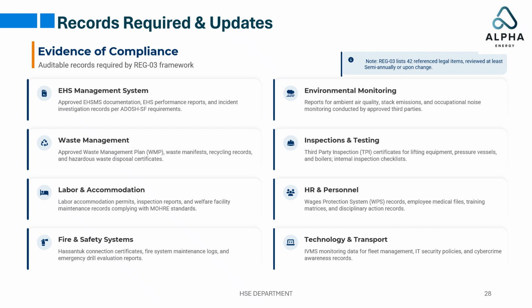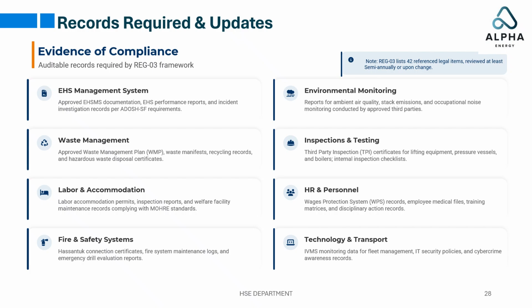For waste management, organizations must maintain approved waste management plans, WMP, waste manifests, recycling documentation, and hazardous waste disposal certificates. Labor and accommodation records must include accommodation permits, inspection reports, and welfare facility maintenance records aligned with MORE standards. In addition, fire and safety system records include Hassantuk connection certificates, fire system maintenance logs, and emergency drill evaluation reports.